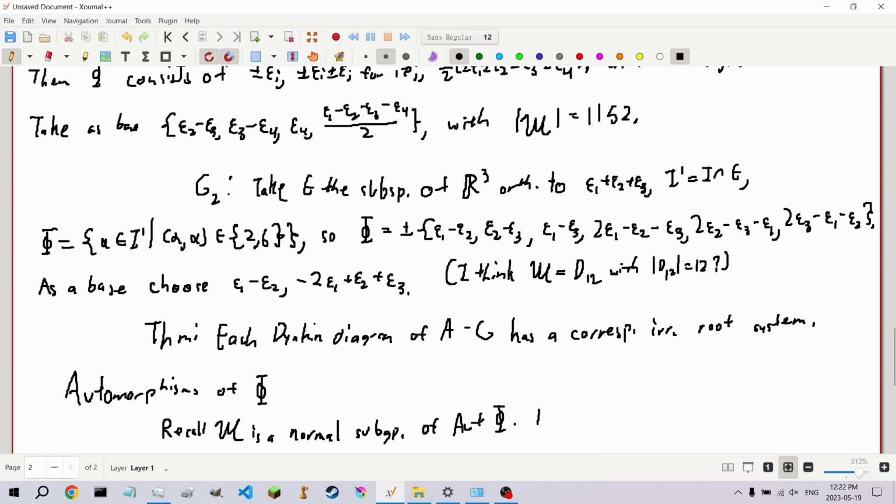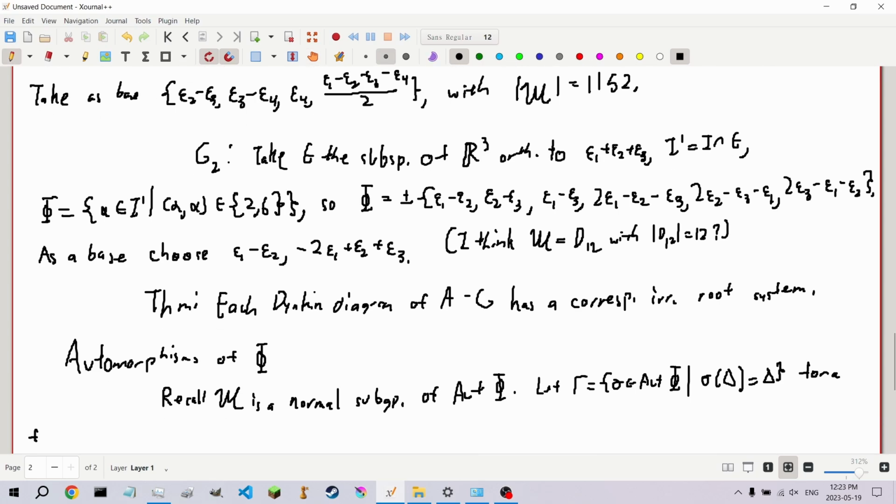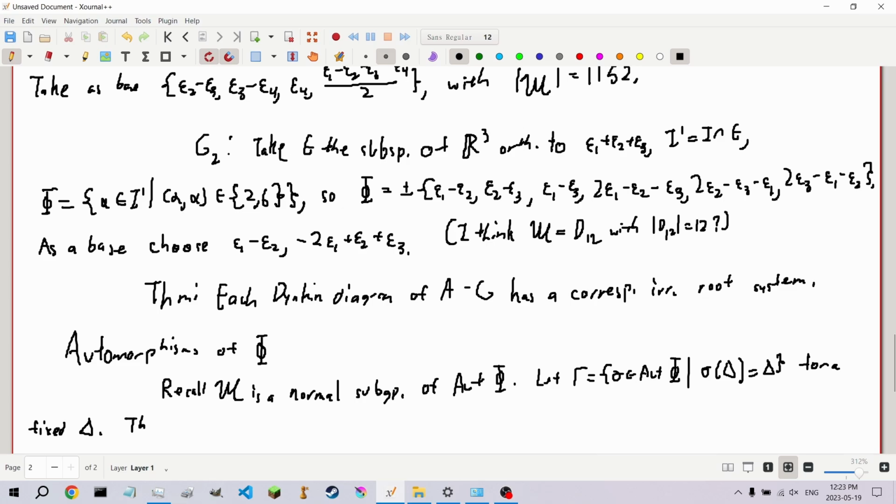So we're going to let gamma be the set of automorphisms of phi that preserve our base, for a fixed base. Then obviously gamma is a subgroup of the automorphisms of phi. We see that if we have an element tau in both gamma and the Weyl group, then tau is clearly equal to 1.